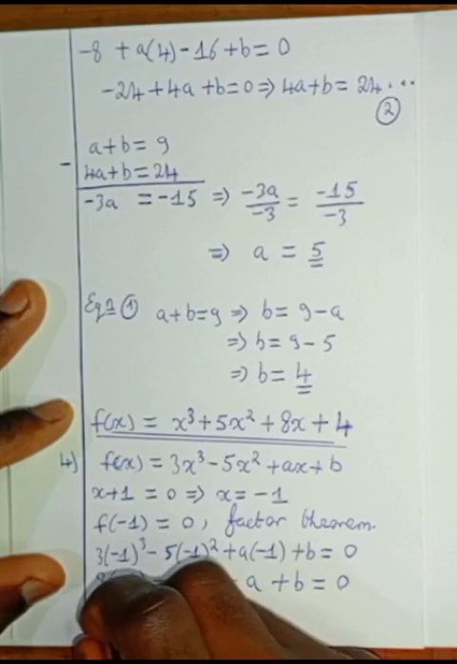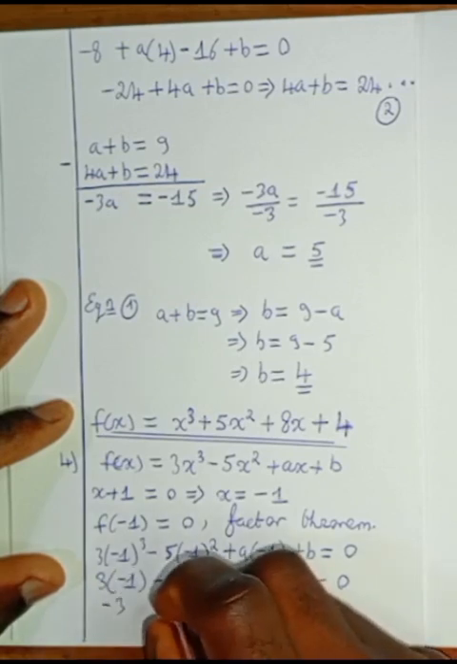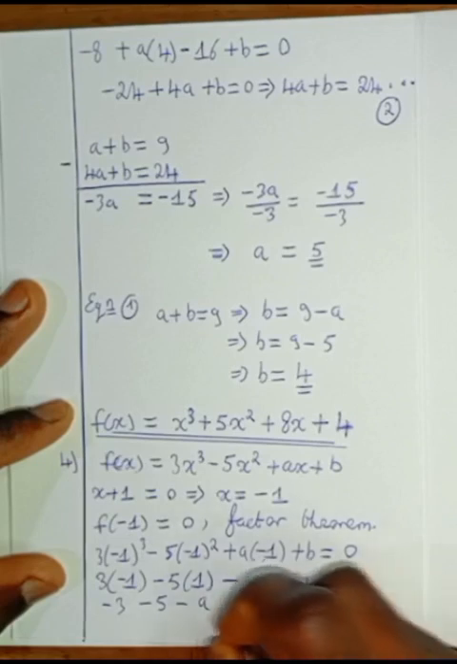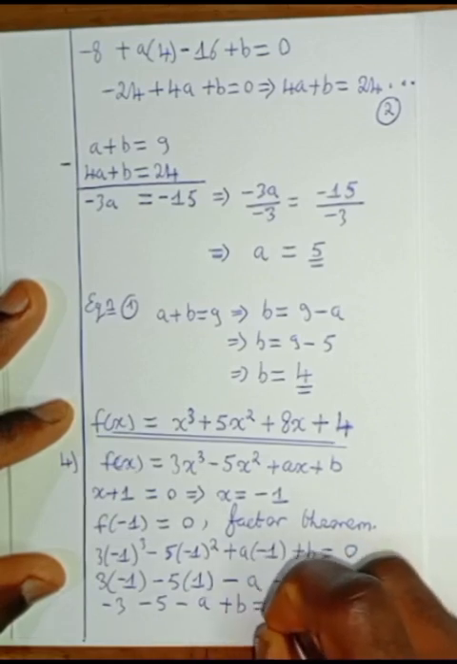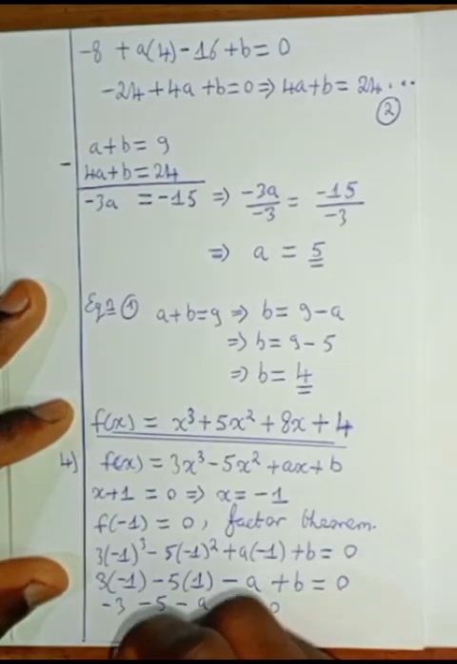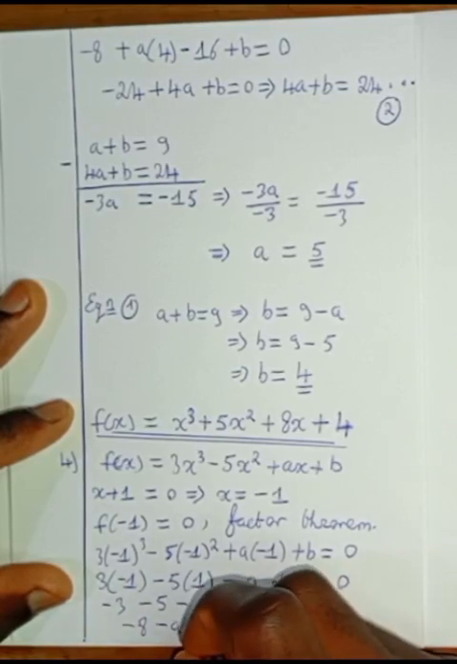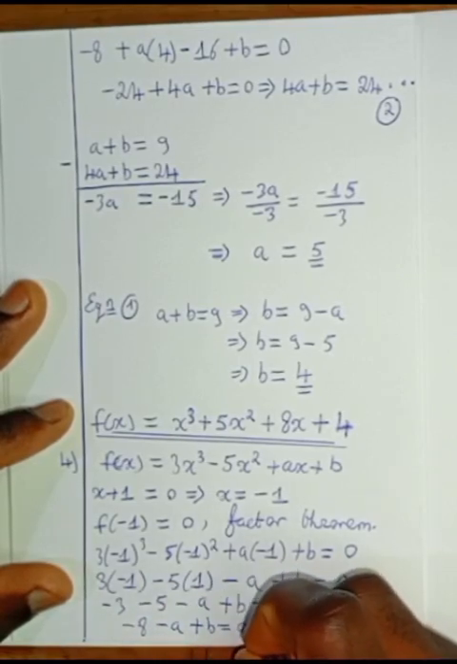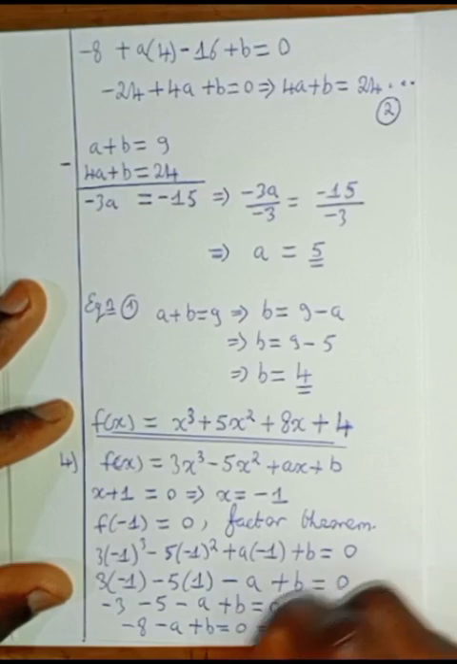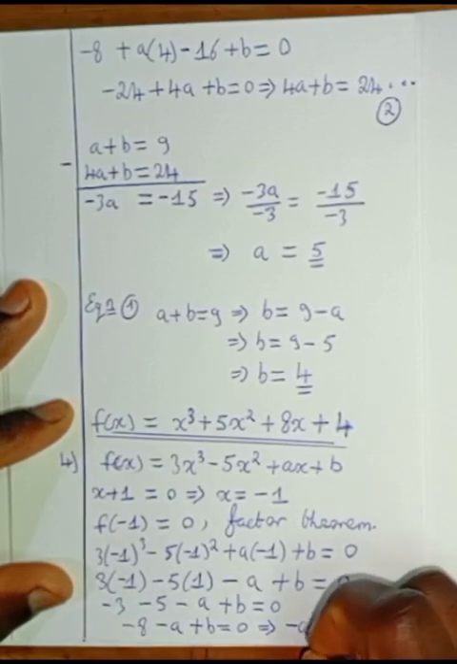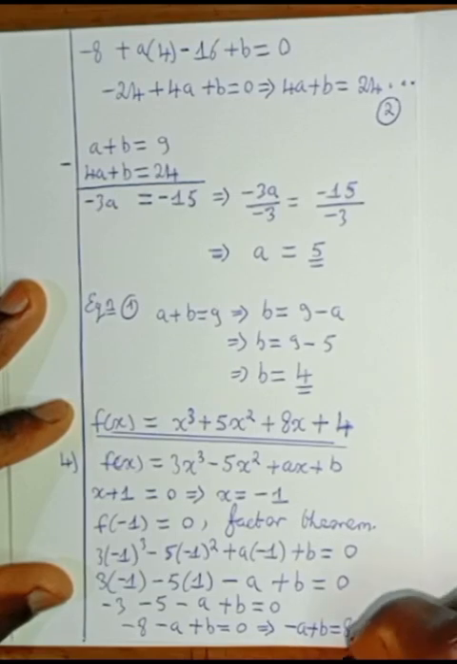3 times negative 1 gives us negative 3. Negative 5 times 1 gives negative 5. Minus a plus b is equal to 0. This will give us negative 8 minus a plus b is equal to 0. Then we are going to transfer negative 8 to the right hand side. This will give us negative a plus b is equal to 8. Call this one equation 1.